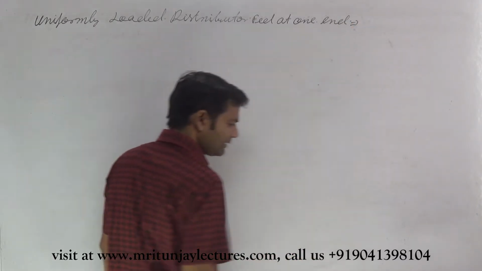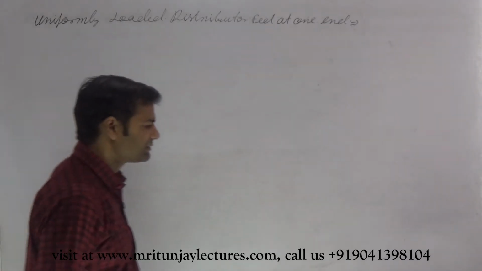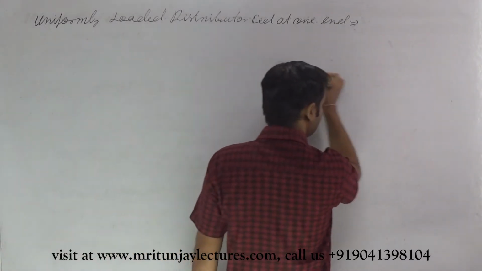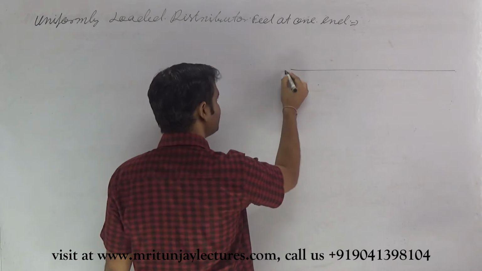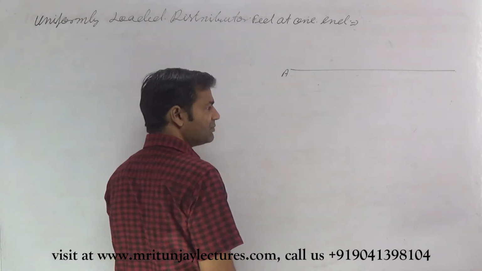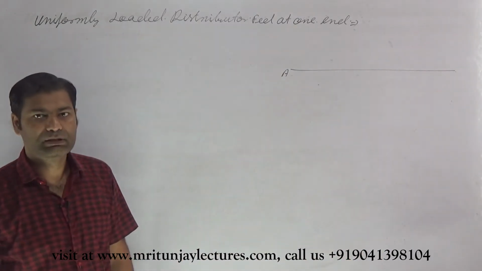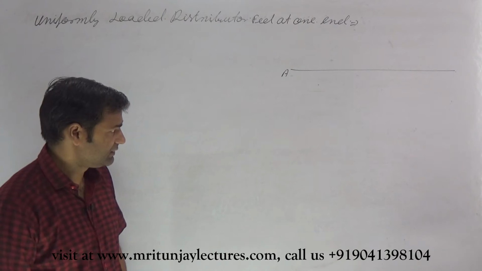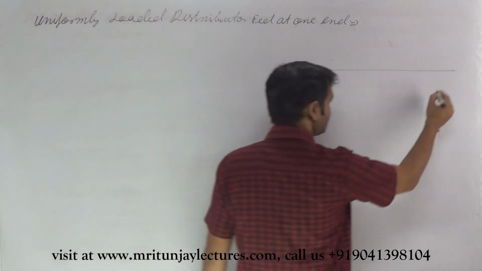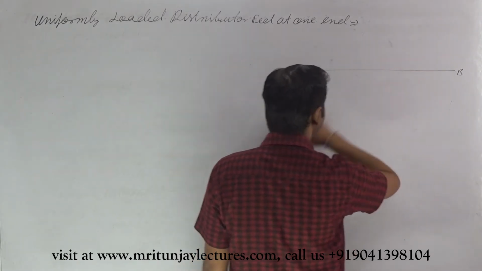Okay, one end. Now, that is a two-wire system. First of all, what is the meaning of this? That is a two-wire DC distributor. Make it like this. Suppose that is AB, uniformly distributed.